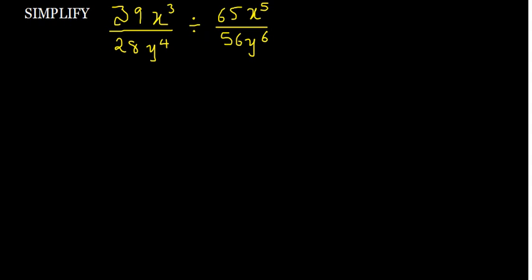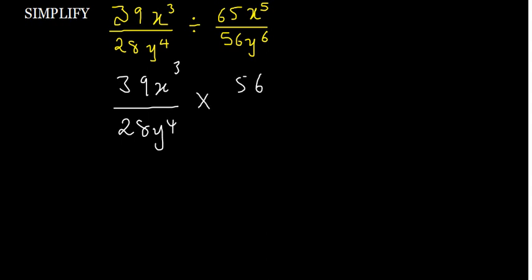Simplify 39x to the power 3 divided by 28y to the power 4 and then divided by 65x to the power 5 over 56 y to the power 6. So again, what are we going to do? We'll change into multiplication. So this is 39x to the power 3 over 28 y to the power 4 times, we're going to have 56 y to the power 6 over, sorry, that is 65 x to the power 5. So what was on top comes down.